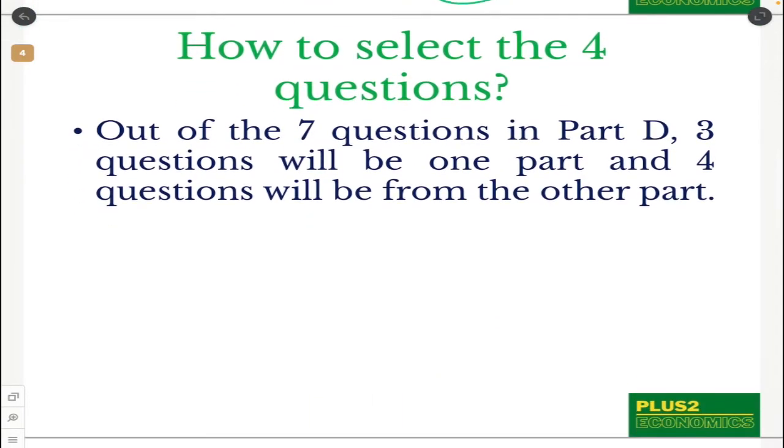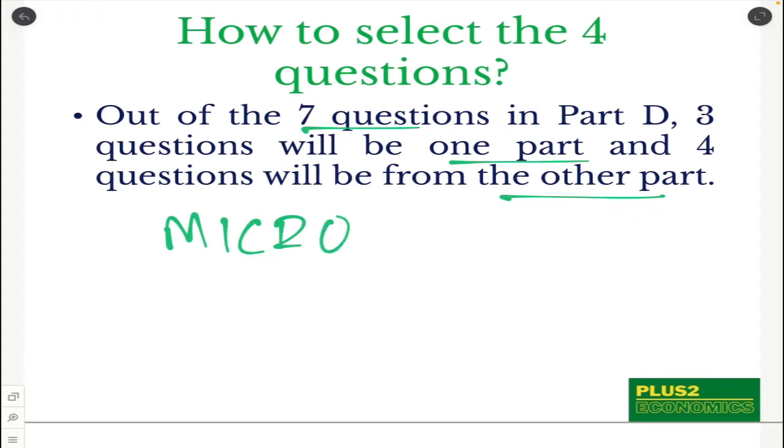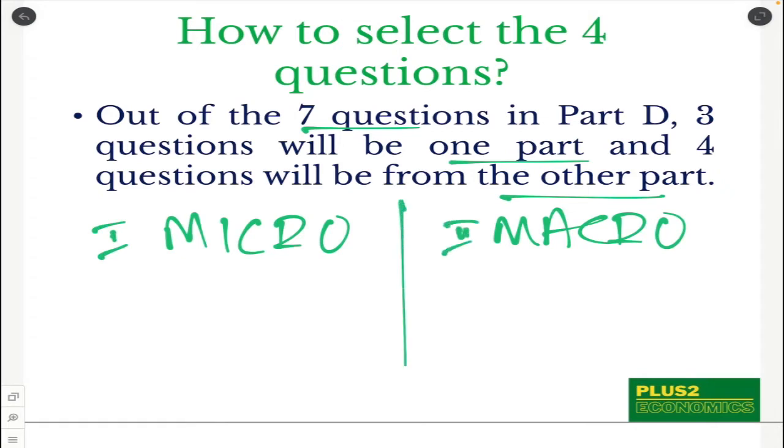How to select the 4 questions? Out of the 7 questions in part D, 3 questions will be from one part and 4 questions will be from the other part. As all of you are aware, there are 2 parts in second PUC economics, right? So this is part 1 for us, this is part 2 for us, micro and macroeconomics.